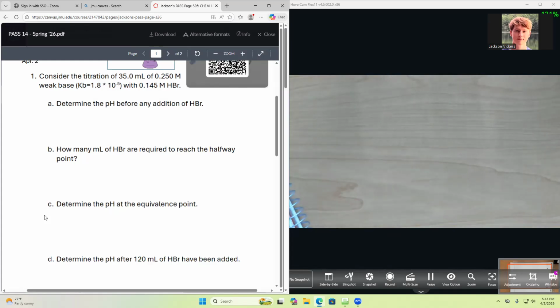It's going to be after. Yeah. So anytime we're doing a titration, we're reacting two things. You always do the reaction first, and then if there's an ice table, it will come later. And reactions are BCA tables.